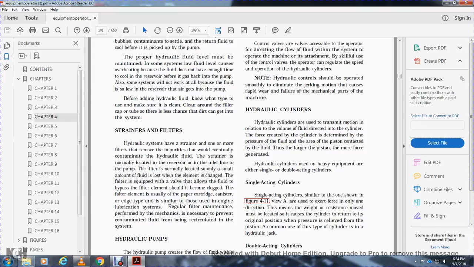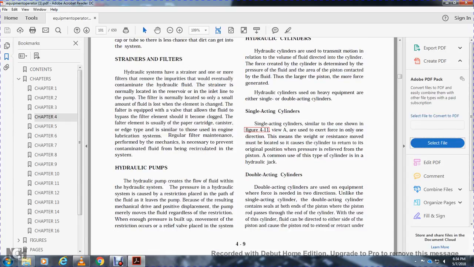Hydraulic cylinders on heavy equipment are either single or double action cylinders. Single action cylinders, similar to the one shown in Figure 4.11 view A, are used for force in only one direction. Some means, such as the weight of the resistance, must move the piston back to return it to its original position when the pressure is relieved. A common use for a single-acting cylinder is the hydraulic jack.